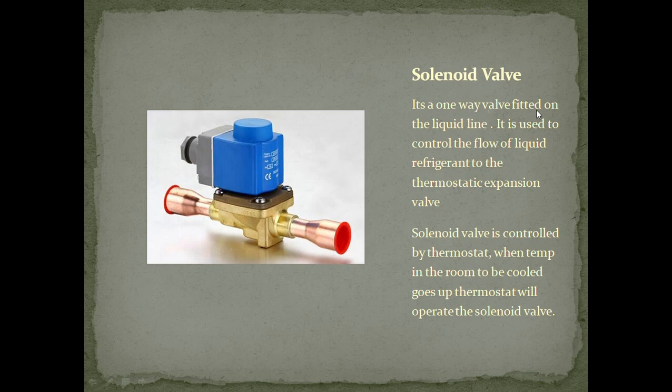The solenoid valve is a one-way valve. I already told it is non-returnable. It is fitted on the liquid line. It is used to control the flow of liquid refrigerant to the thermostatic expansion valve. The outlet of the solenoid valve goes to the thermostatic expansion valve. The solenoid valve is controlled by the thermostat. When the temperature of the room to be cooled goes up, the thermostat will operate the solenoid valve. That is, if the temperature of the room to be controlled is high, the solenoid valve will open so that gas will flow from the solenoid valve.